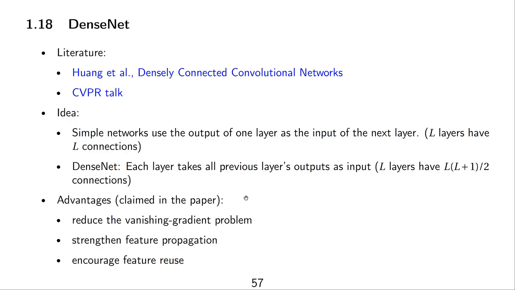Here are some advantages the authors claim in their paper. First, there is a reduction of the vanishing gradient problem, similar to arguments from LSTM and arguments from ResNet. These connections should help the training. Then, feature propagation is strengthened, again because of all these dense connections. The network encourages feature reuse. The output of one layer is used as input for many other layers.